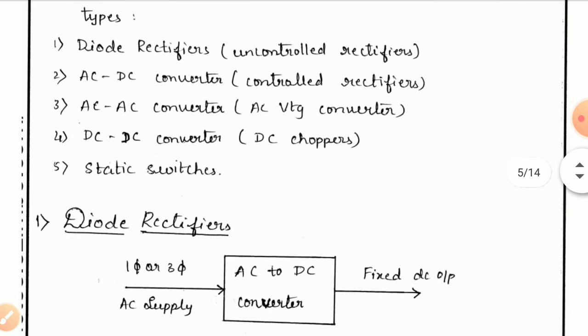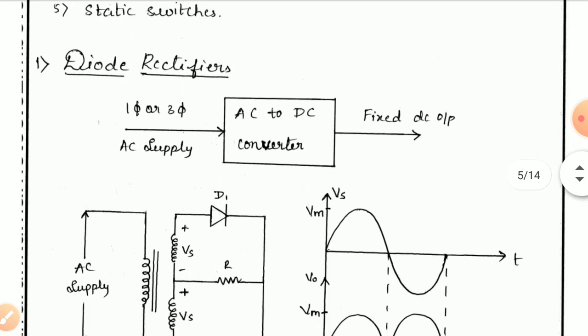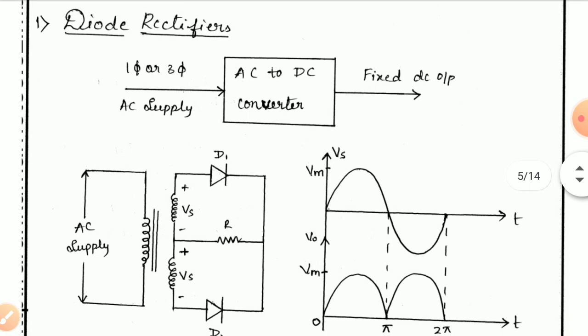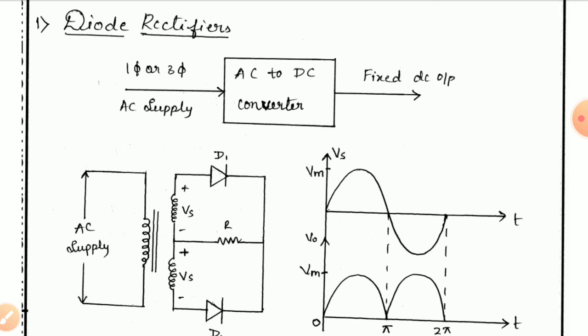Here we will discuss the first, the diode rectifier. This is a block diagram representation of a diode rectifier. The input is a single phase or three phase AC supply. It is an AC to DC converter, and the output is a fixed DC output voltage. So it is a general block diagram.